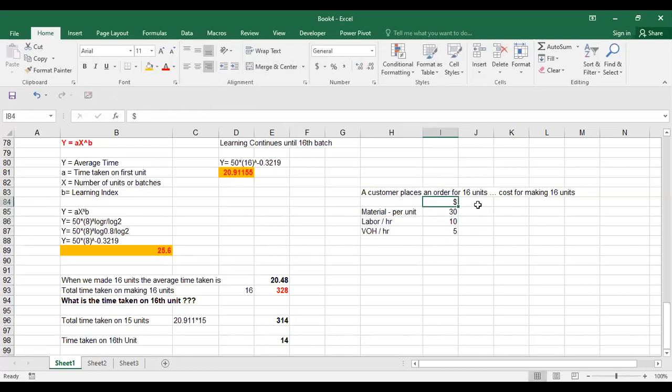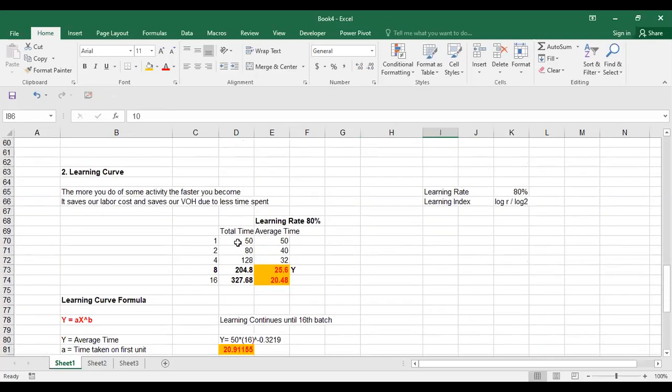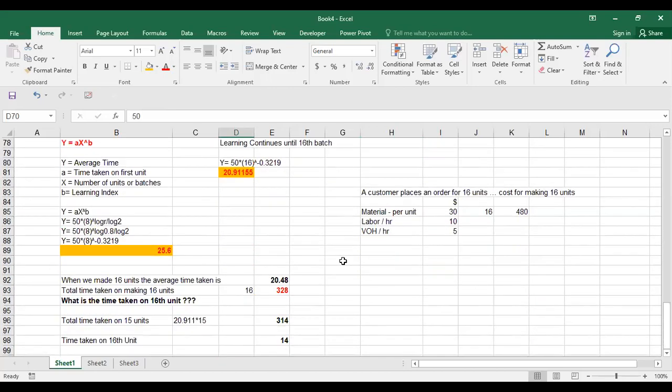And for 16 units, I multiplied with 16, and you would say that my material cost goes like this. But when you talk about labor, you would say that my labor is $50 per hour, 50 hours per unit. Do you understand my point? What will happen?